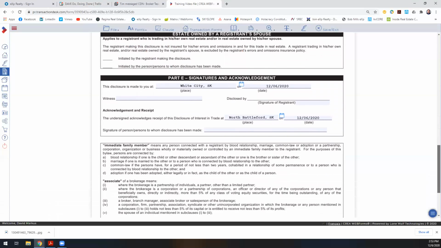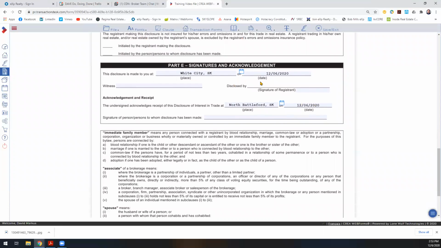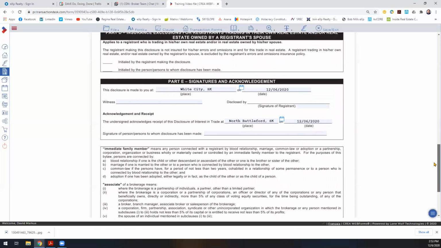The last part of the form is Part E. That is your signatures and acknowledgement. So in this case, my signature would go here, signature of registrant. I'm disclosing today at White City on December the 6th. And the sellers would be signing here, wherever they are, North Battleford, also on December 6th. So that's everybody, the majority of the form.